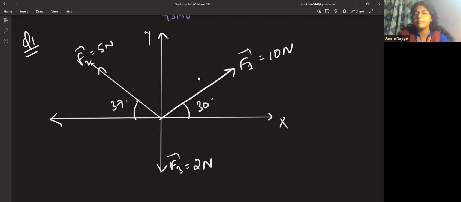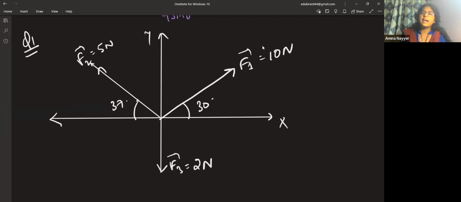So we'll resolve them. Then we have F2 equal to 5 Newton, right? That is also in the X and Y plane only, making an angle of 37 degrees, right? So we have to resolve this also because we need the vectors along X and Y axis. Then we have the third one where we have F3 as 2 Newton. This is already along the Y axis. So we need not resolve this because it is already present.